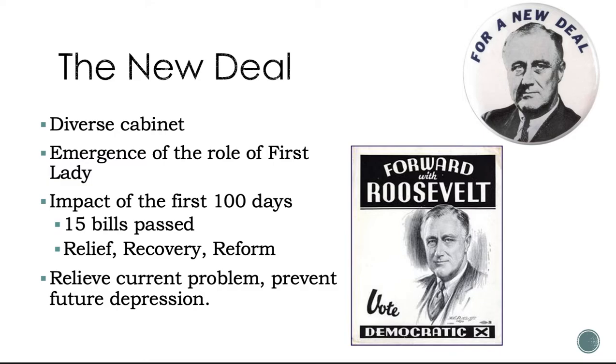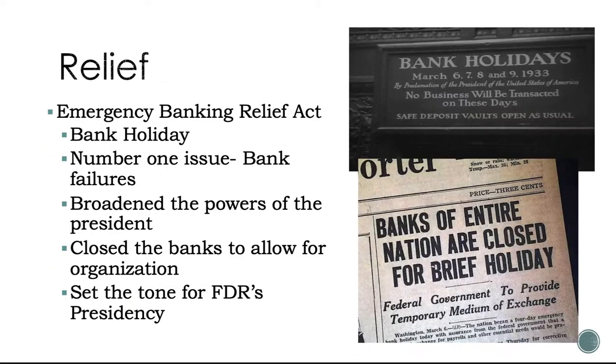All of the bills, all of the executive actions that are taken by FDR in his first 100 days are going to have the goal of the 3 R's. Note these are important. We are looking at relief from the current crisis. We're looking to recover the nation's economy, and we're looking to put in place reform to make sure that there are no future depressions as bad as this. All of this work is going to illustrate the progressive nature of this presidency.